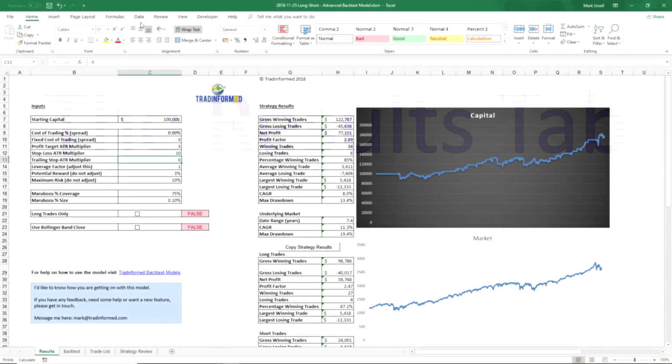When you open the Advanced Backtest Model, you will see a screen that looks something like this. Now this is the results page, and over here on the left you have inputs that can affect the trading strategy. You can adjust the amount of capital that is modelled at the start of the test period.